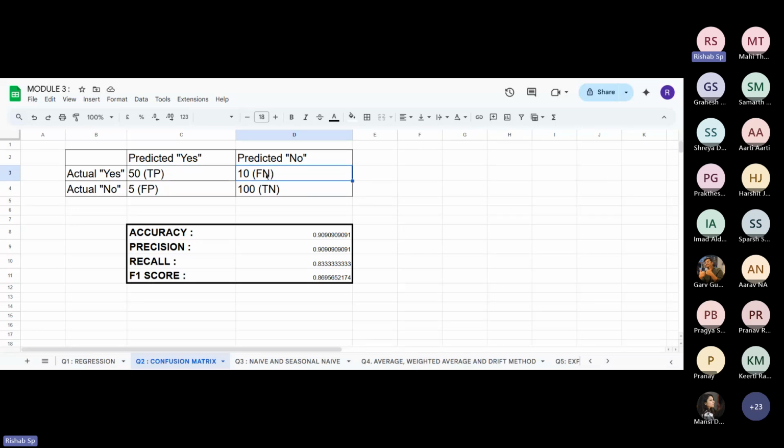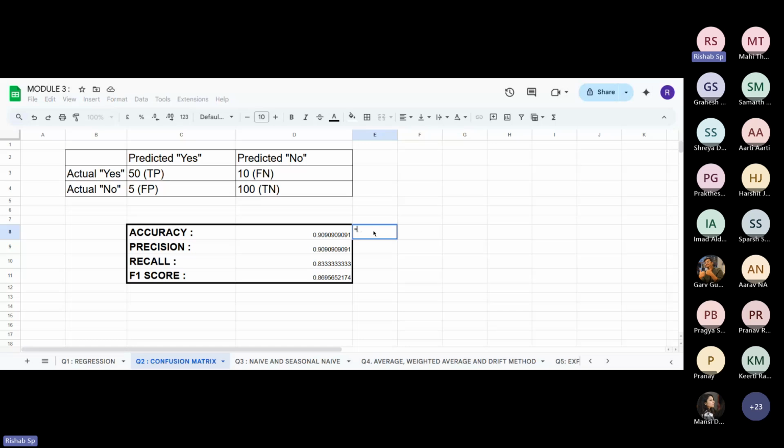You should know that the layout is TP, FN, FP, TN. Starting with T, we draw a diagonal like this, TP, TN, and here FP, FN. So once again, I'll explain. We have four equations, right? Yeah, we have four equations.